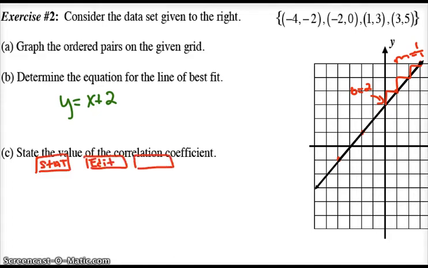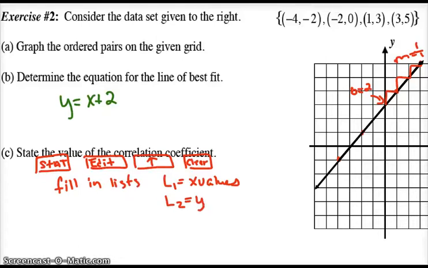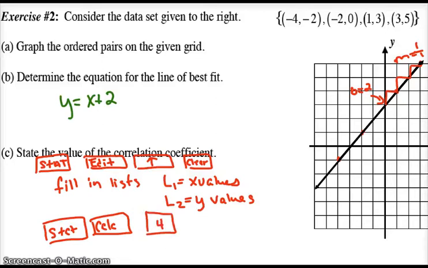Okay, next thing we want to do, let me just go through, if you want to write these steps down. Stat, edit, 1, I'm sorry, up, clear, and then you fill in lists. If you want to write these notes again, just do that. Okay, I'm going to calc. Now this is where we come in. So the second part is to hit stat, calc, and then 4.